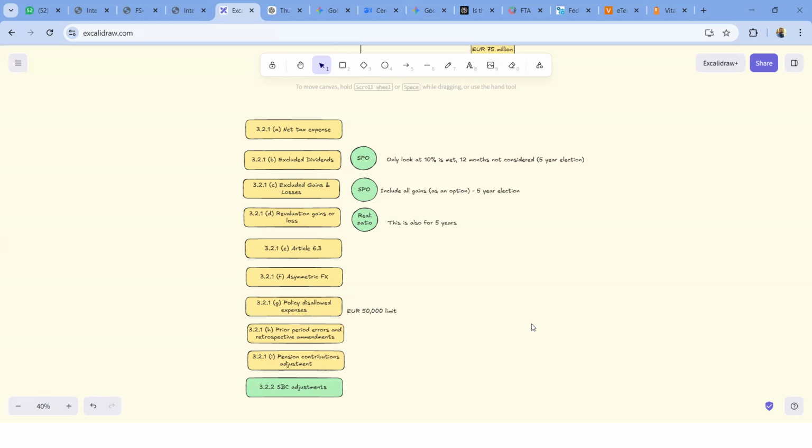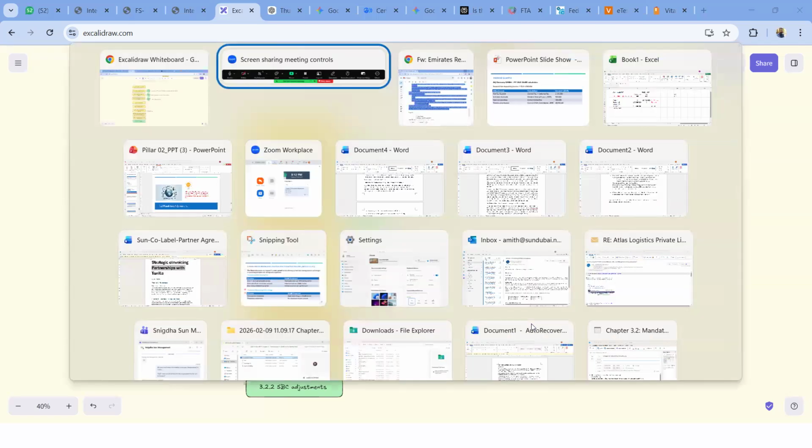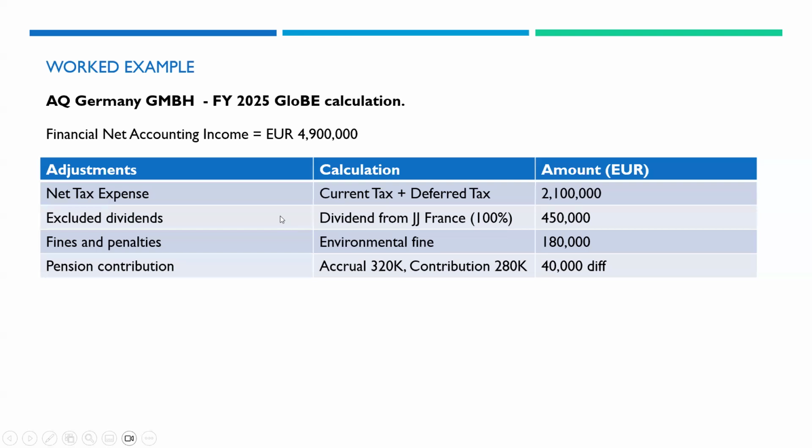Okay. Easy to understand, but let's do a little practice. So one last slide. Let's say that AQ Germany GmbH is doing its 2025 GloBE calculation. The financial net accounting income is 4.9 million. Net tax expense is 2.1 million. Excluded dividends is 450. Fines and penalties 180. Pension contribution is this. What would I do?